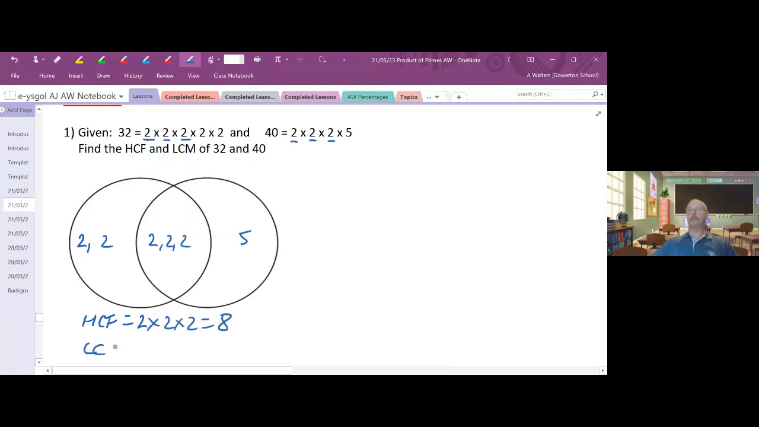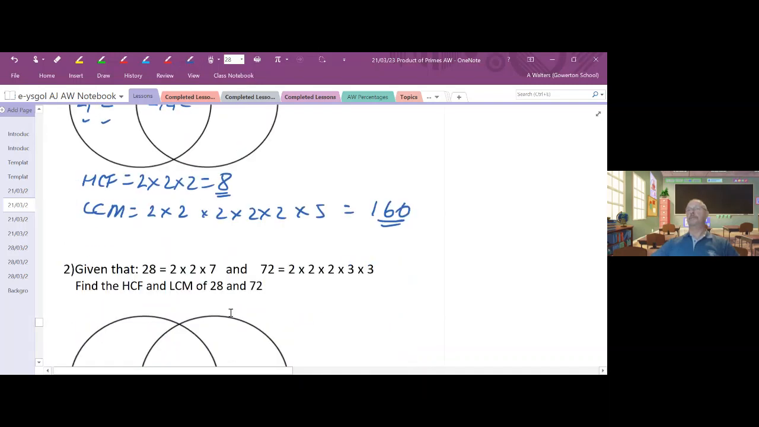The lowest common multiple is everything there multiplied together. So it's quite a large calculation. 2 times 2 times 2 times 2 times 2 times 5. Okay. And after a period of time, you'll come to an answer of 160. Okay, so you might take a bit longer to do that.